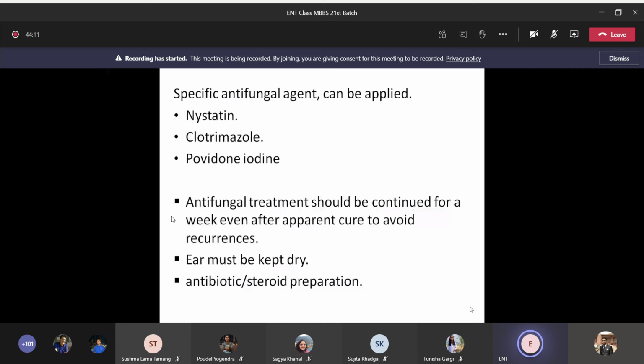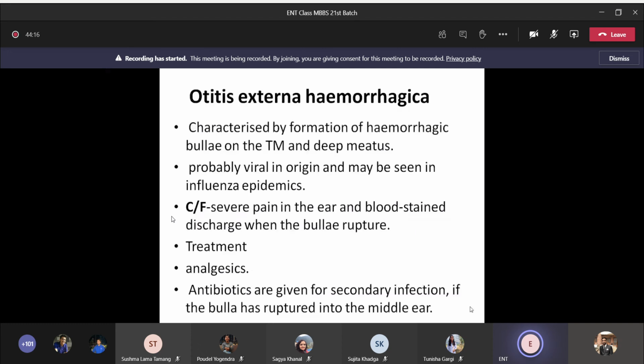Then there is another entity known as otitis externa hemorrhagica. So it is characterized by formation of hemorrhagic bulla on the tympanic membrane and deep meatus, probably viral in origin, and is seen in influenza epidemics. So clinical features: severe pain in the ear, blood-stained discharge when the bulla rupture. Treatment is analgesics, and antibiotics are given for secondary infection if the bulla has ruptured into the middle ear. This is otitis externa hemorrhagica.